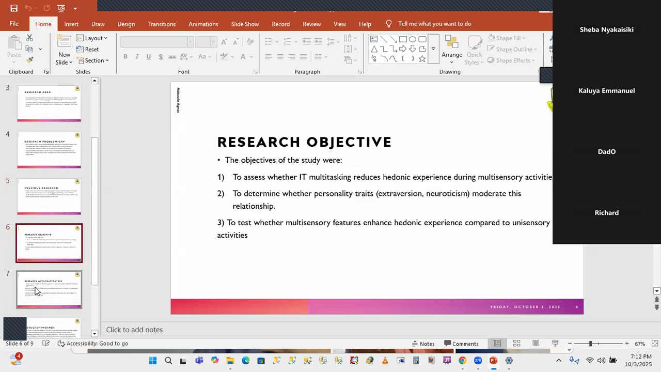Now, our research objectives. One, to assess whether IT multitasking reduces hedonic experience during multisensory activities. Two, to determine whether personality traits, in brackets extraversion and neuroticism, moderate this relationship. Three, to test whether multisensory features enhance hedonic experience compared to unisensory activities. Those were our research objectives.